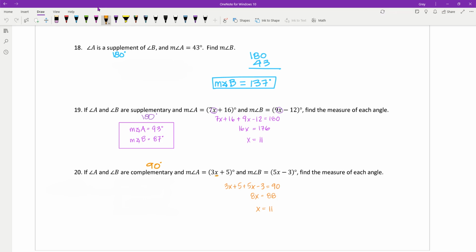And I'm going to plug that in for x in both of these and find out that the measure of angle A is 38 degrees and the measure of angle B is 52 degrees. And those two together add up to 90. So I'm good. And that is all I have for describing angle pairs, reading from diagrams.